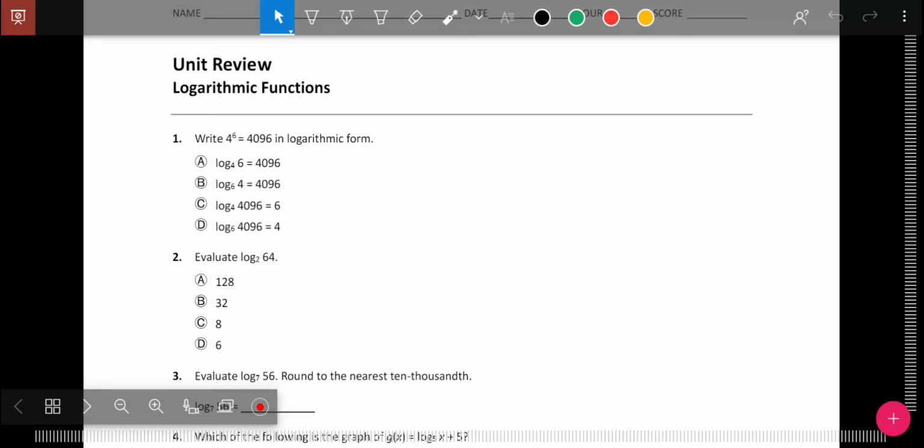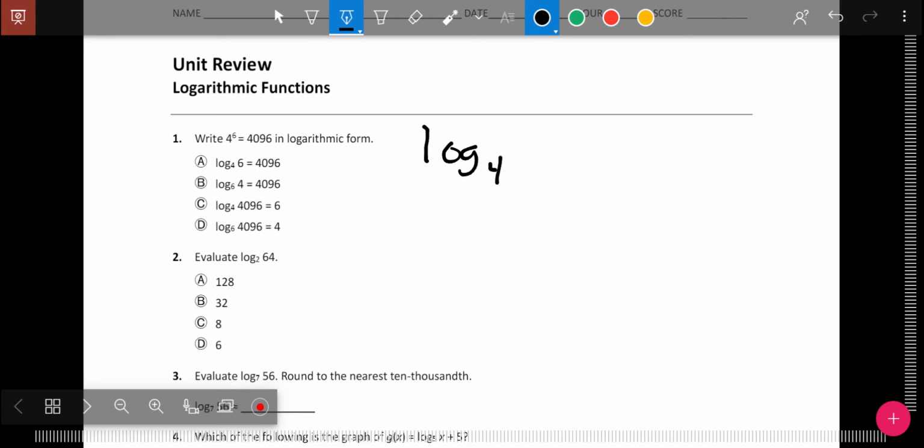All right, we're going to go over the review sheet for logarithms and make sure we understand some things. And so the first step goes from exponential form to logarithmic form. When I look at it in exponential form, the base is 4. And so when I start writing it as a log, I know it's going to be log base 4.